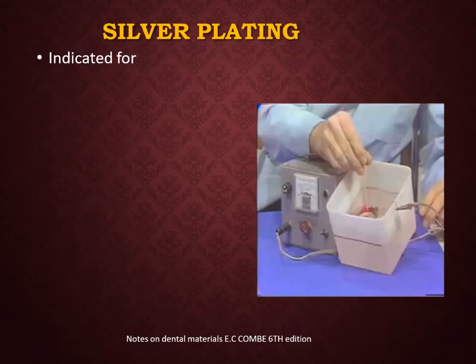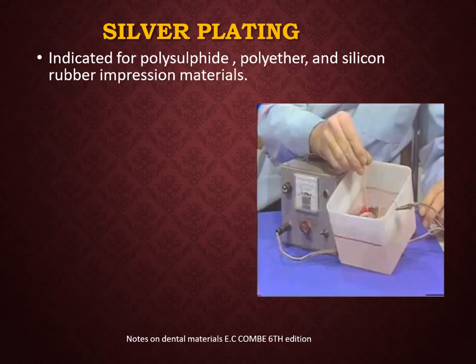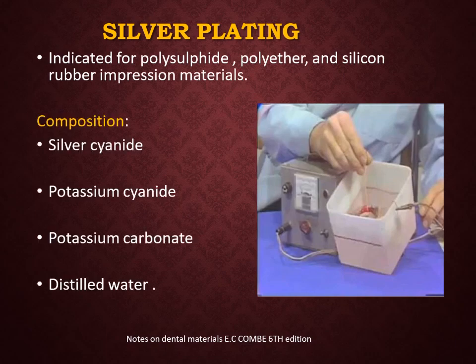Silver plating. Indicated for polysulfide, polyether, and silicone rubber impression materials. Composition: silver cyanide, potassium cyanide, potassium carbonate, and distilled water.